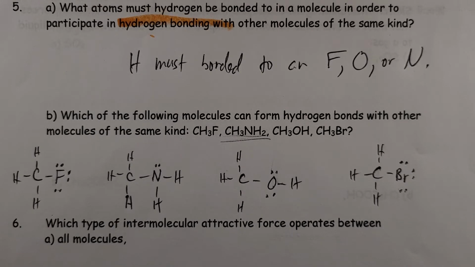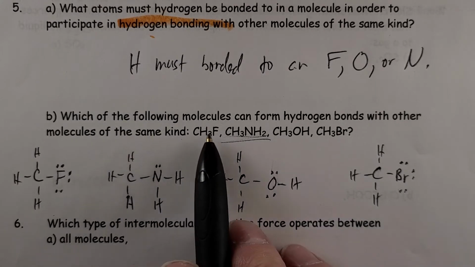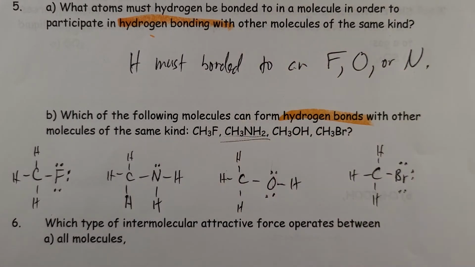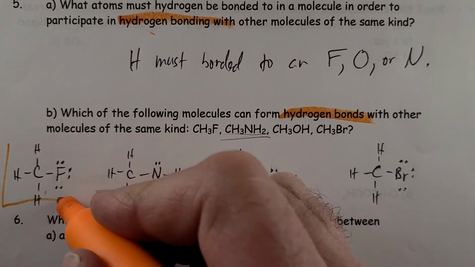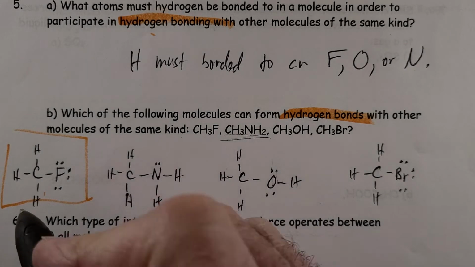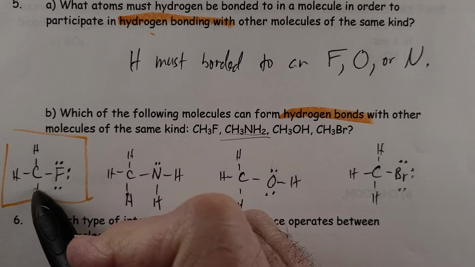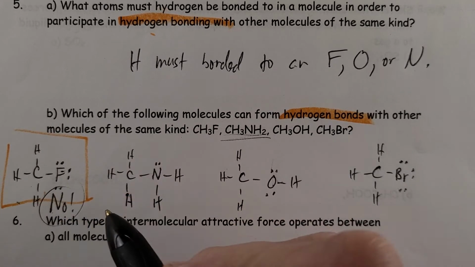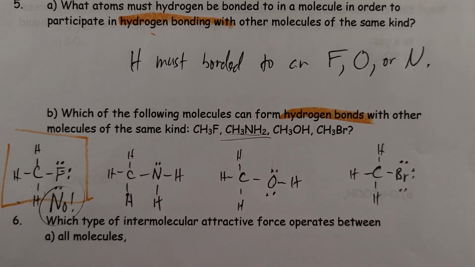Do we have H bonded? So over here, which of the following can form hydrogen bonds with others of the same type? So in other words, if I had a container full of this molecule, would hydrogen bonding happen? Let's see, do I have H bonded to an F, O, or N? No, I do have F and I do have N, H, but they're not bonded to each other.